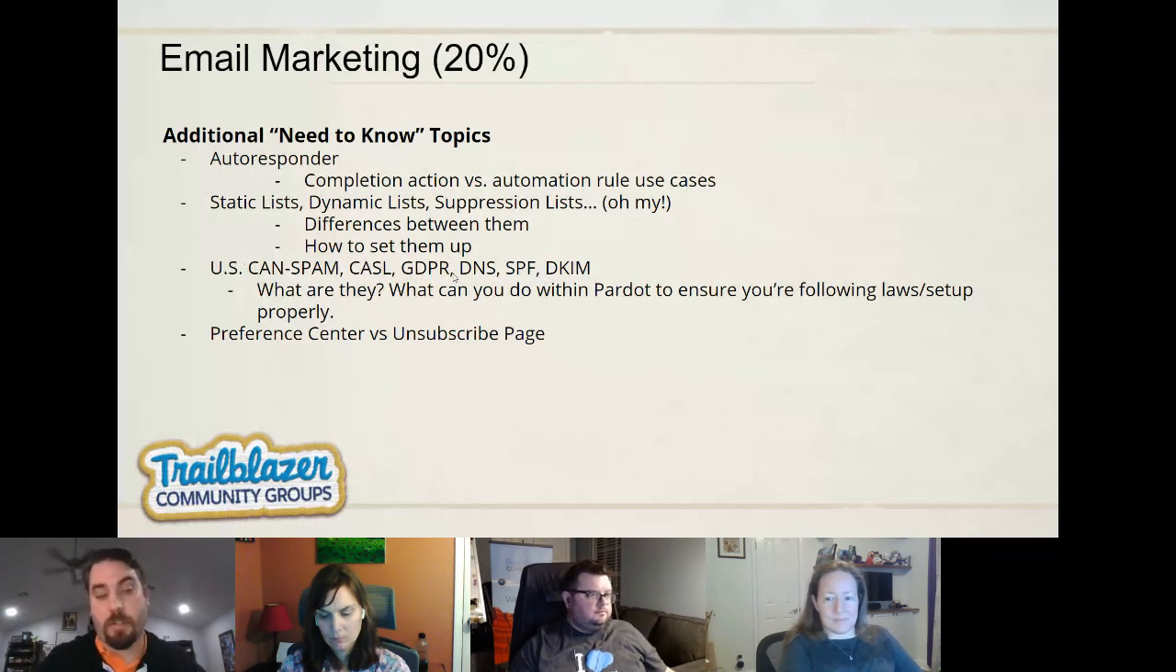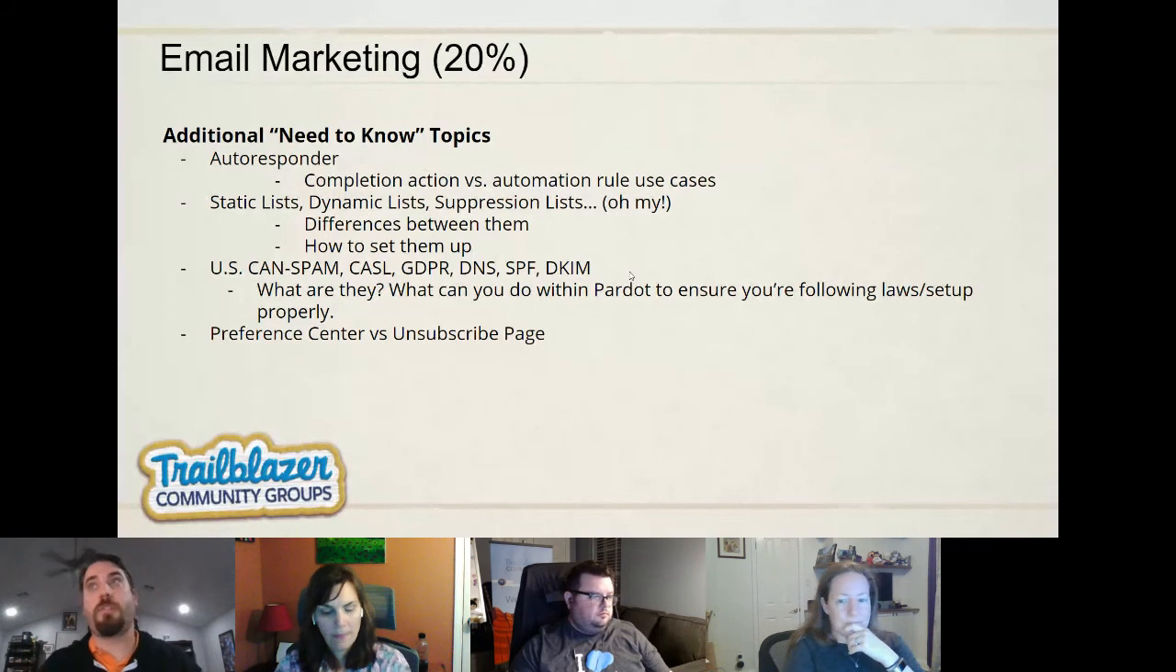And then the last bullet there, preference center versus an unsubscribe page. Make sure you understand that the preference center allows your contacts to subscribe to different sorts of emails, maybe you have a newsletter, maybe you have service updates, things like that, whereas an unsubscribe page is just unsubscribing from all your emails. Those are two different sorts of settings on your emails, so you need to make sure that you understand the differences.